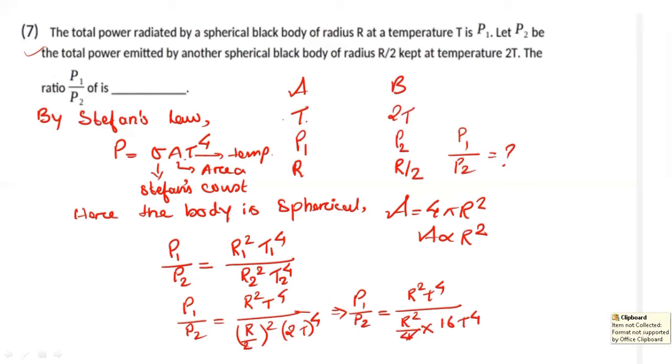The 4 will cancel 16 four times. R square will get cancelled. T to the power 4 will also get cancelled. And finally you will have P1 by P2 equal to 1 by 4. That implies P1 by P2 is equal to 0.25. So the ratio is 0.25. This is very simple, just you need to use Stefan's law.